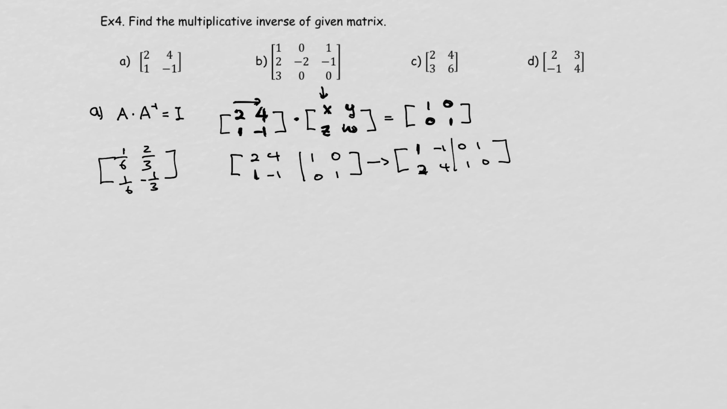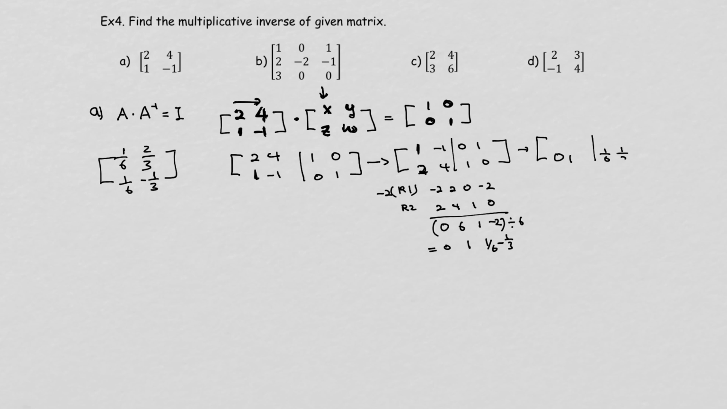So I will do row 1 times negative 2, and then add it to row 2. That's going to give me negative 2, 2, 0, negative 2, and I have 2, 4, 1, 0 for row 2. And that gives me 0, 6, 1, negative 2. When you divide all this by 6, I will get 0, 1, 1 over 6, and negative 1 over 3, right? So I'm going to write this as 0, 1, 1 over 6, and negative 1 over 3.